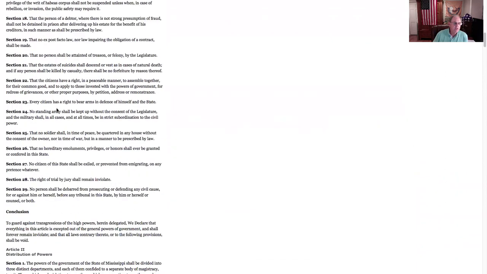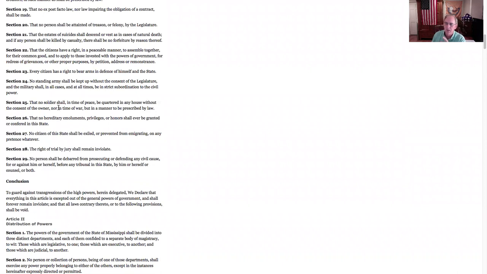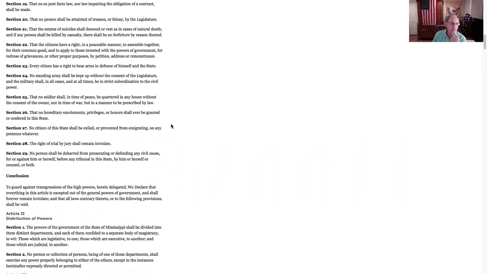They took it out of the general provisions and they put it in the Bill of Rights for a reason. And it's a very important reason. And you'll see here, it's to guard against transgressions of the high powers herein delegated. We declare that everything in this article is excepted out of the general powers of government. So where did we see the religion, morality, and knowledge clause in the constitutions? It was in the general powers. All right. So they took it out of the general powers of Mississippi's Constitution when they rewrote it in 1869 after the Civil War, to except it out of the general powers of government and shall forever remain inviolate. That any laws contrary thereto or to the following provisions shall be void.